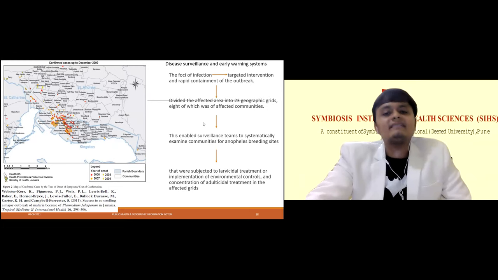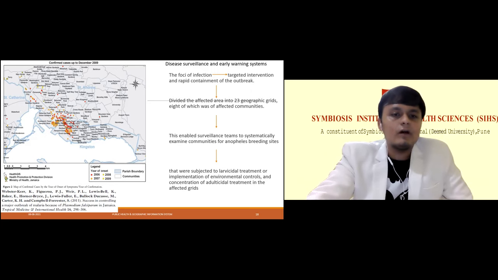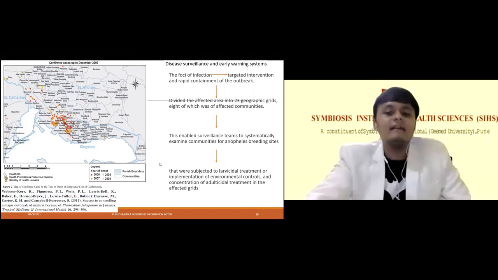So in the next year, they have divided the affected area into 23 geographic grids, of which 8 were the affected communities, as you can see in the map. This has also helped the surveillance team to systematically examine the communities for anopheles breeding sites. And due to this, they have identified them. So these sites were subjected to larvicidal treatment or implementation of environmental controls and the concentration or improvement in adulticidal treatment in the affected grid.